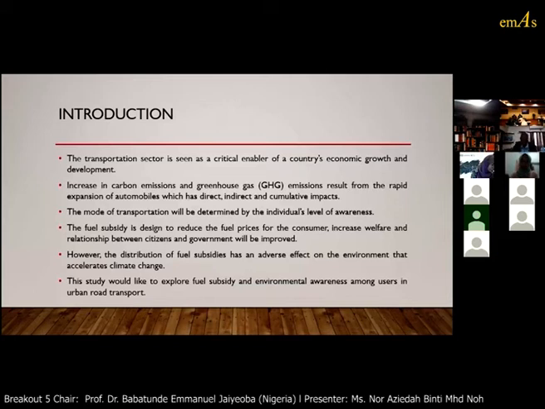These emissions have direct, indirect, and cumulative impact. Direct impact is what we get from the environmental degradation such as noise. Indirect is the result from the direct impact, which is lung problem or health problem. And lastly, cumulative impact is the combination of direct and indirect impact. It is usually unpredictable, such as climate change.